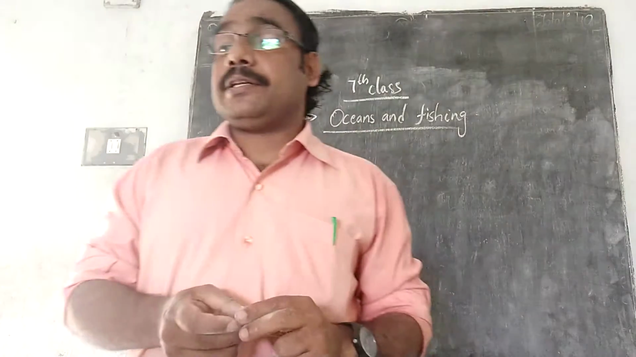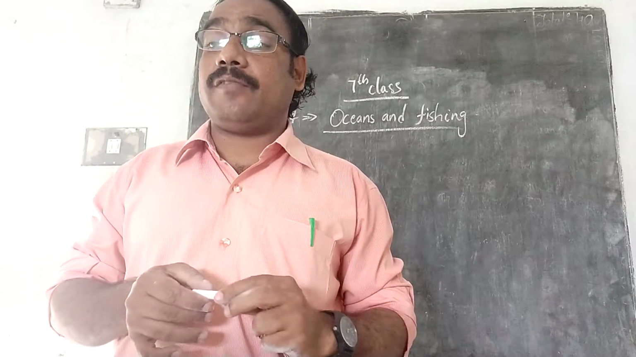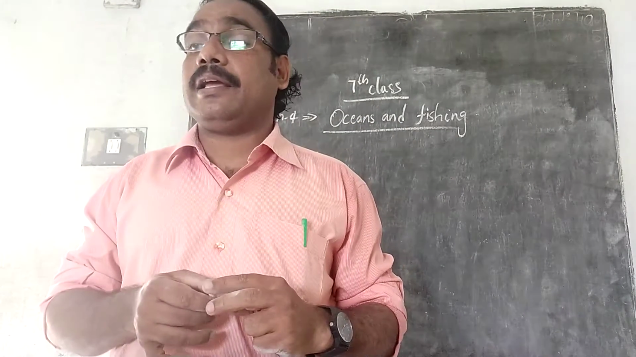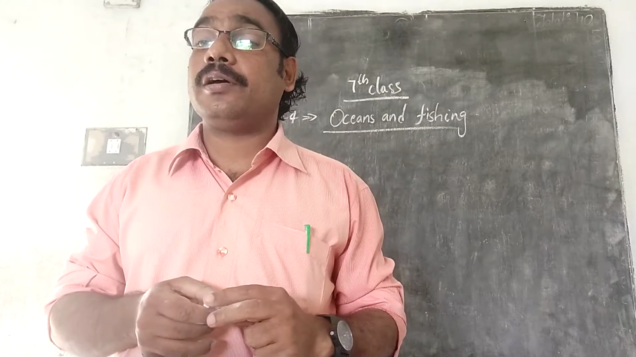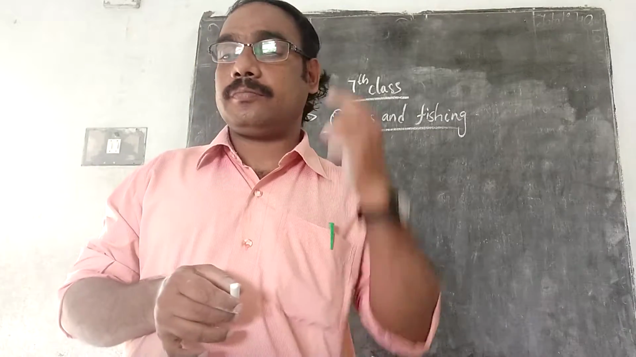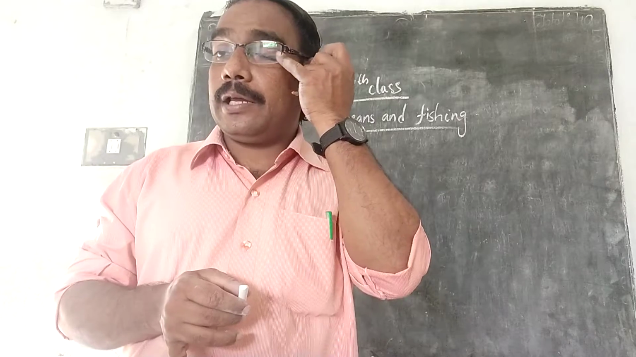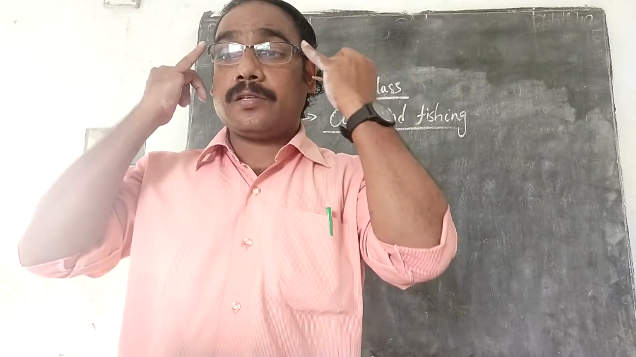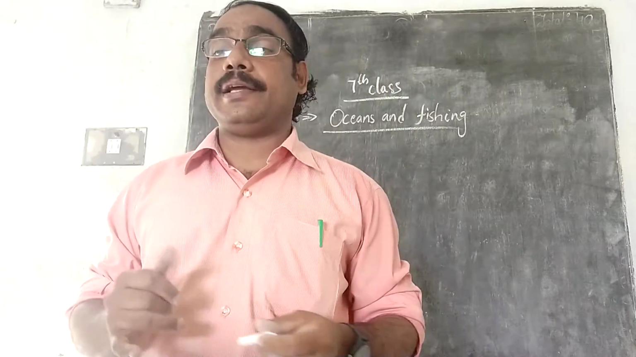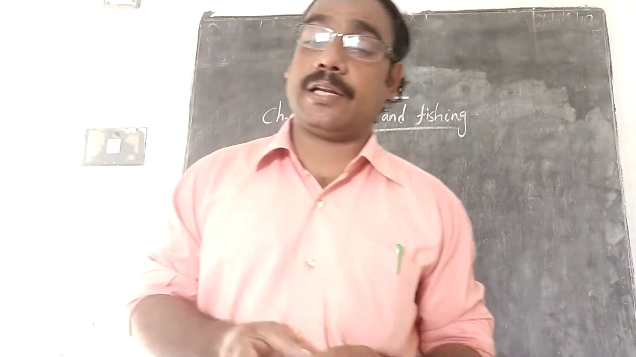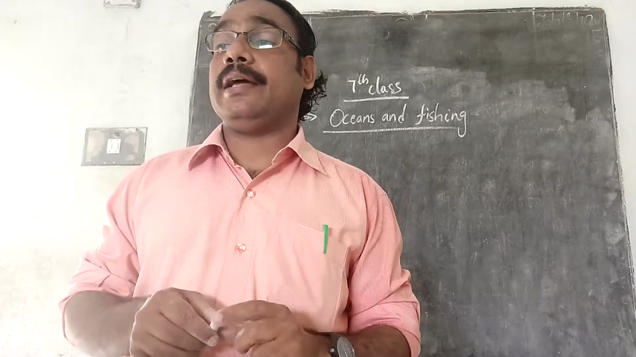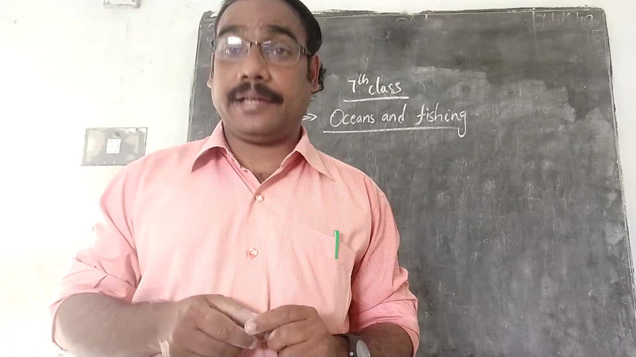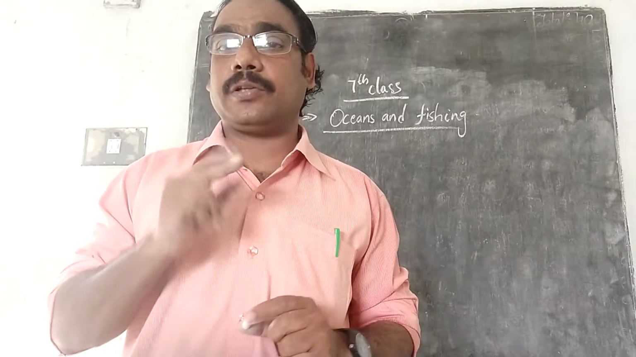The alternate rising and falling of the seawater generally takes place twice a day. It is called tide. Twice means morning and evening. So the alternate rising and falling of seawater generally takes place twice a day, and it is called tide. Tide and waves are both different.